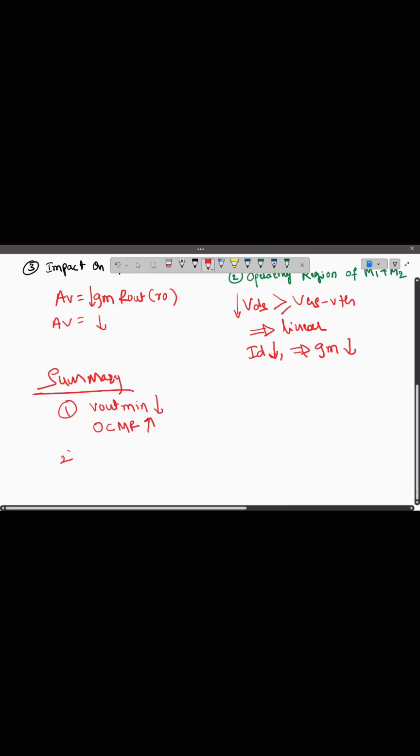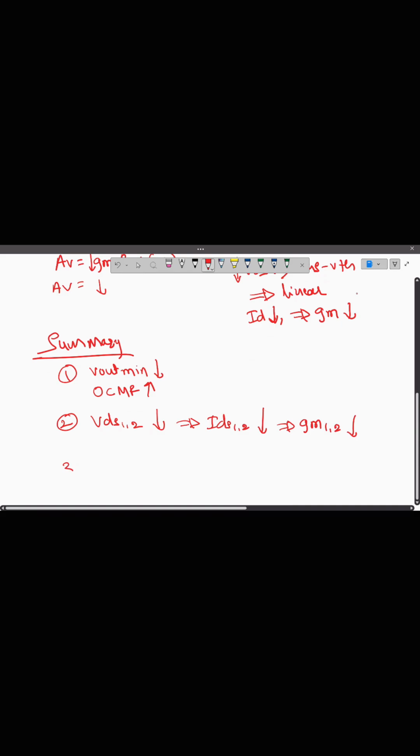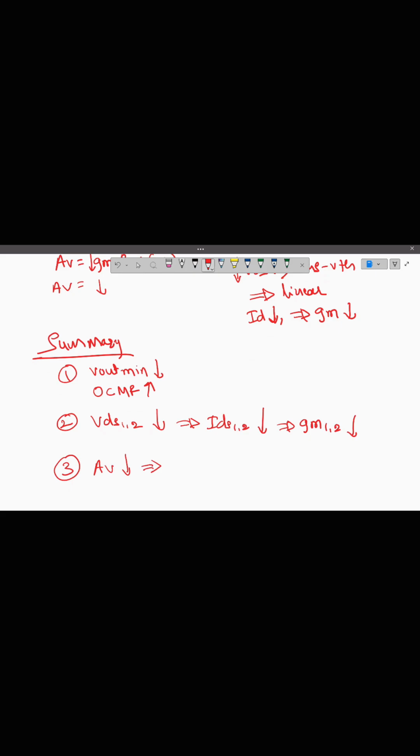The second thing is it also decreases the VDS of the MOSFETs M1 and M2; VDS1 and VDS2 will get decreased. So this results in a decrease in IDS1 and IDS2. That results in the GM decrement for the M1 and M2 MOSFETs. So that's the second impact. And the third impact is the decrease in the gain, because the gain is nothing but GM times R out. Correct? So this will result in the effective gain decrement.